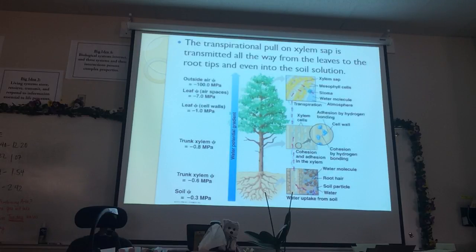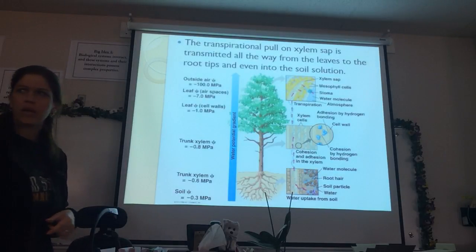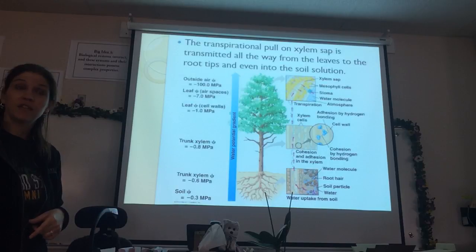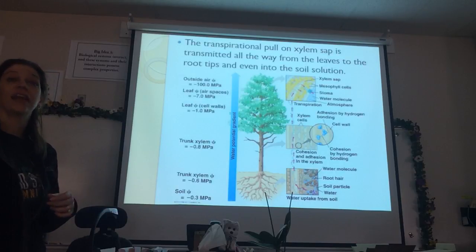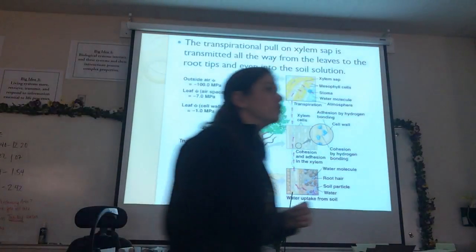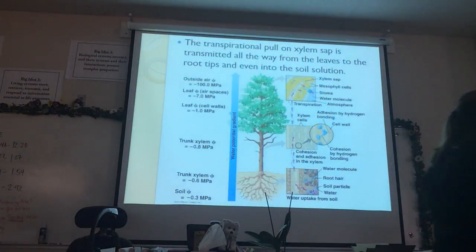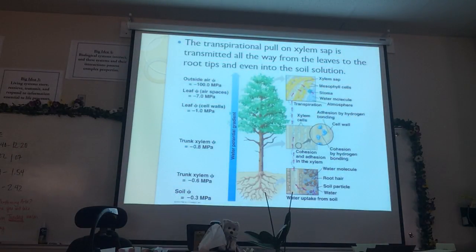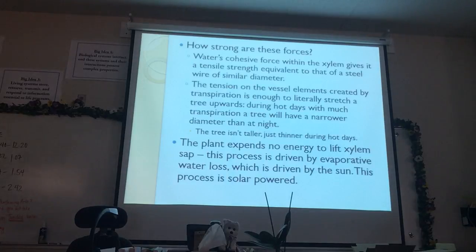Sunlight. So sunlight, in addition to being the energy for photosynthesis, is that anabolic or catabolic? Photosynthesis, building bigger molecules? Anabolic, good. Okay, so in addition to providing the energy we need for that anabolic process, it is also pulling water all the way up the plant against the forces of gravity. Pretty slick stuff. So, how strong are these forces?